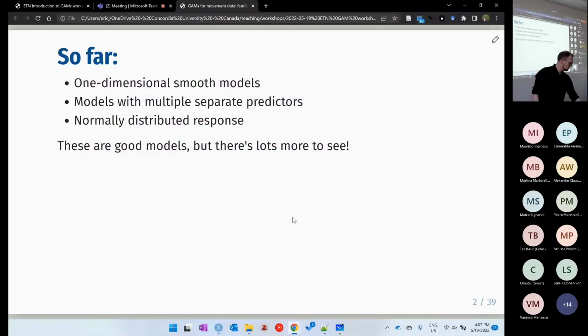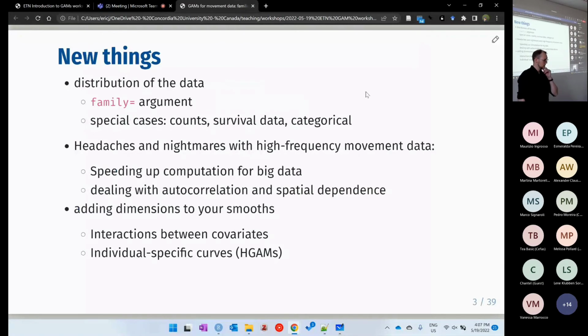So basically we covered some of these ideas, the idea of one-dimensional smooths. I quickly showed models with separate predictors, so these additive models. And we looked at mostly normally distributed response data. That was really covering the idea of basis functions and smooths and how they can be used to predict data. The other key part about a generalized linear model, a generalized additive model, is the idea of the family.